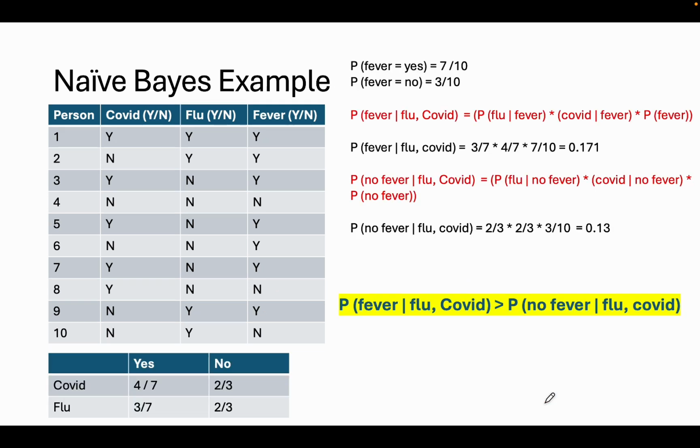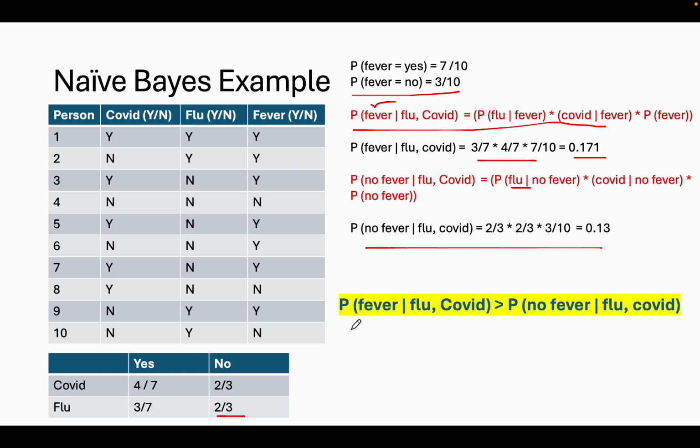Once we have the conditional probabilities and the prior probabilities, we are then going to put them into the equation we just calculated, which is that the person has fever, which is yes, given that the person has flu and COVID. We put all these values into this equation, and then finally we get this value. Similarly, we are going to put those prior probability values and the conditional probability values over here. For example, the person has flu given that the person does not have any fever, which is 2 by 3. We are going to put these values over here as well.